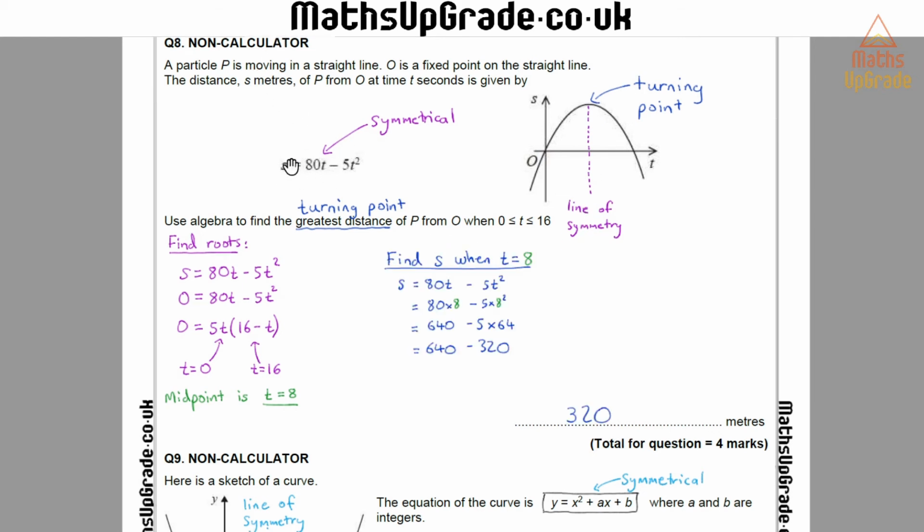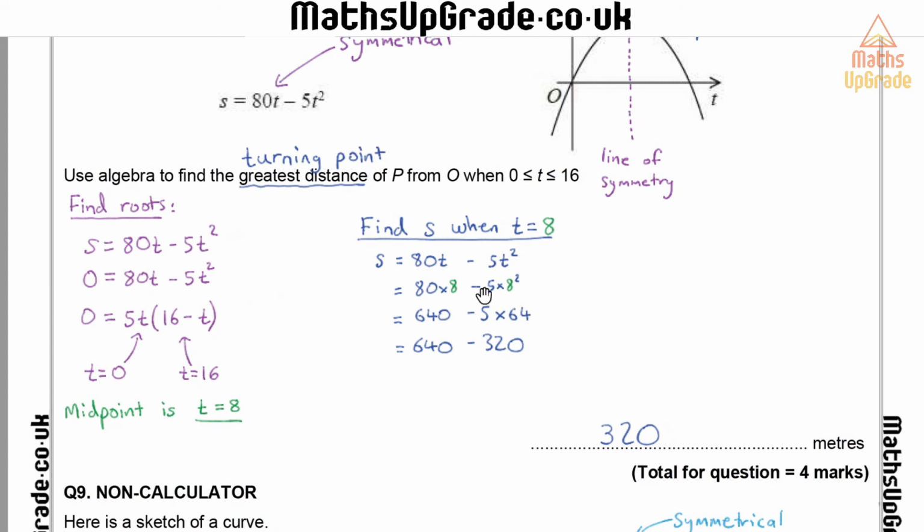So I'm just going to substitute into this equation t equals 8. That will give me 80 times 8 minus 5 times 8 squared. 8 squared is 64. 80 times 8 is 640. 5 times 64 is 320. Subtract them and I get 320 meters. That question was 4 marks.